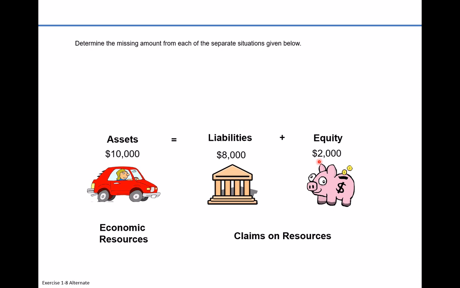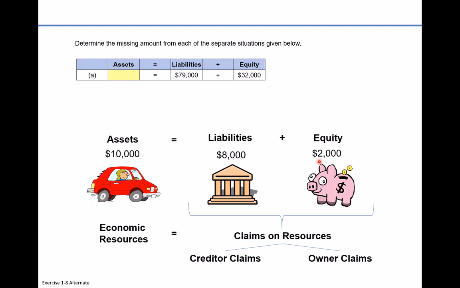So at all times, the balance sheet equation states that assets must be equal to liabilities plus equity, or that economic resources must be equal to the claims on the resources. And remember, there are two types of claims: creditor claims, or liabilities, and owner claims, or equity. So let's jump up to Exercise 1-8 again and take a look at the first part.